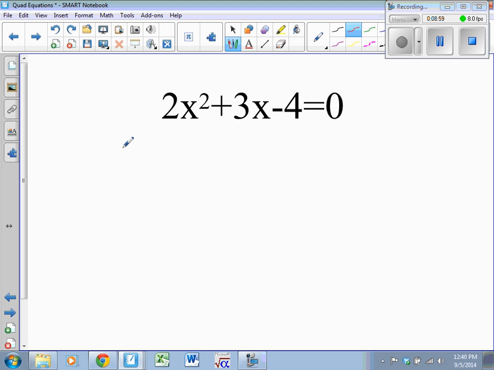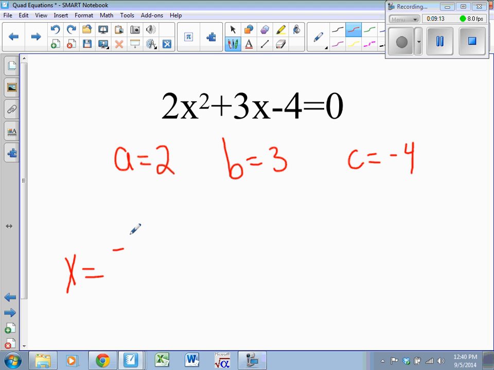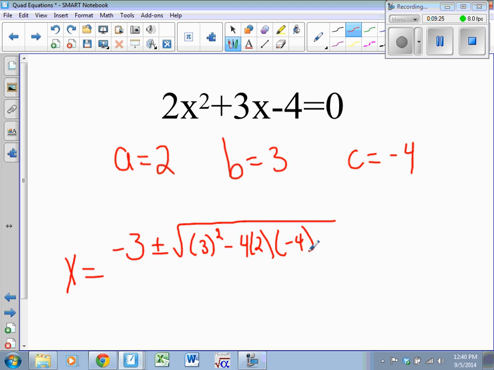So let's look at an example. We want to find our A, our B, and our C. A is 2, B is 3, C is negative 4. So now we just plug it into our formula. Minus B plus or minus square root of B squared minus 4AC. Put parentheses around these. Anything you sub in, put parentheses around it every time. It'll help you from making a mistake.